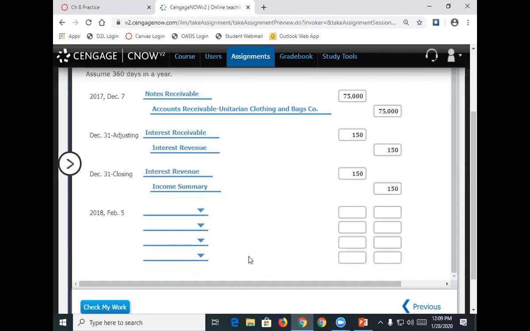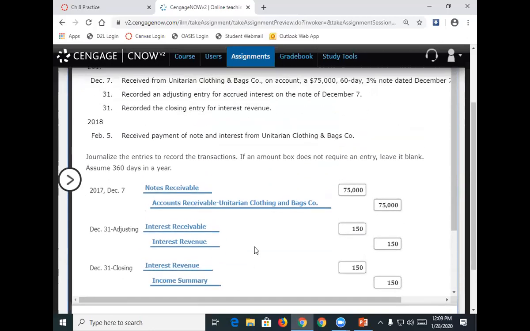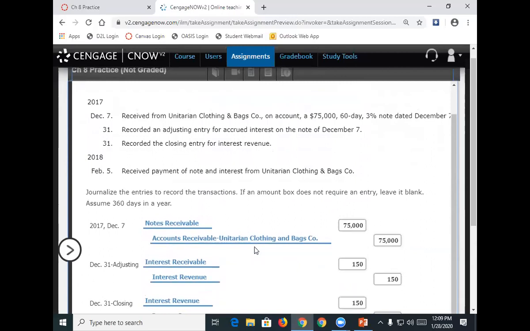And then on the due date, when this note matures, we want to recognize the full payment. So when they pay us, we have 24 days out of the, what was it, a 60-day? Yeah. So then in 2018, well, we recognized 24 days, so 60 minus 24, we're going to recognize 36 days of interest. 75,000 times 3% times 36 is going to be 225.